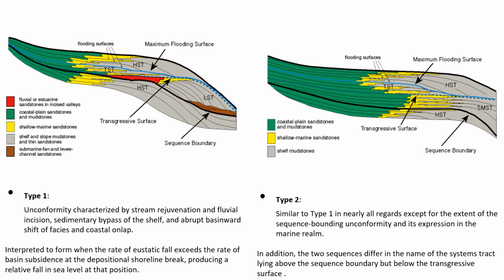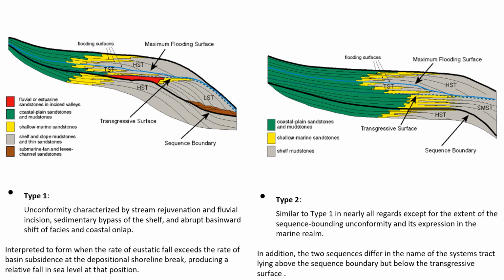So with a side-by-side comparison, this is the same text from the previous slides, but I just want to show them directly. Notice that with a type 1, you have that fluvial and estuary stream rejuvenation, so that's important to note. You also have submarine fans and levee channel sandstones that you don't see in type 2. And also, just keep in mind, this is going to happen when that eustatic fall of sea level, the amount of water in the oceans, falls at a rate faster than basin subsidence.